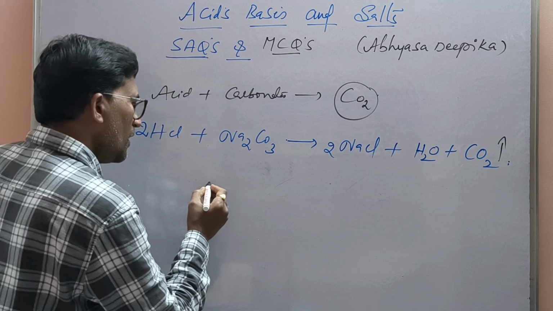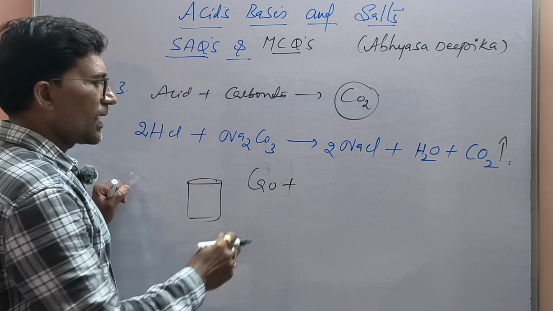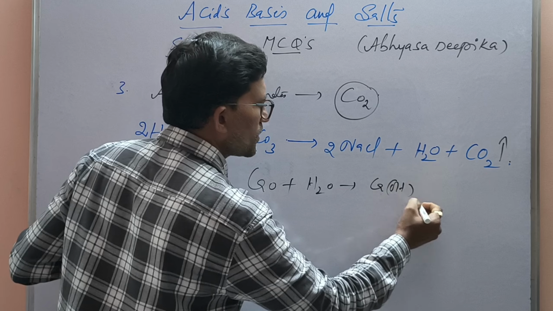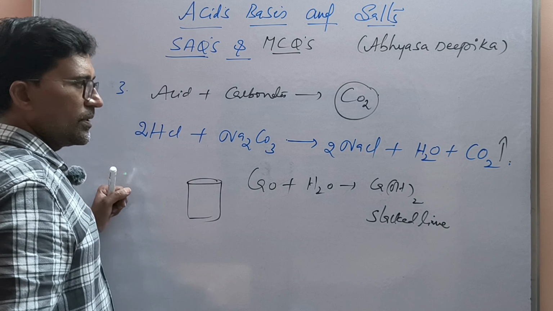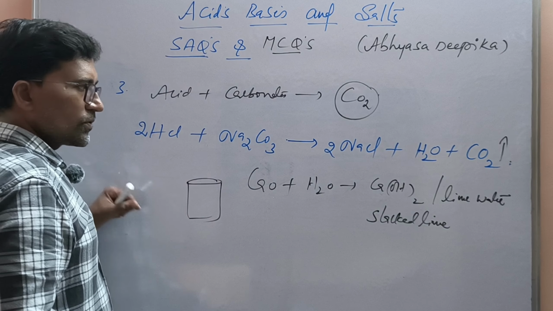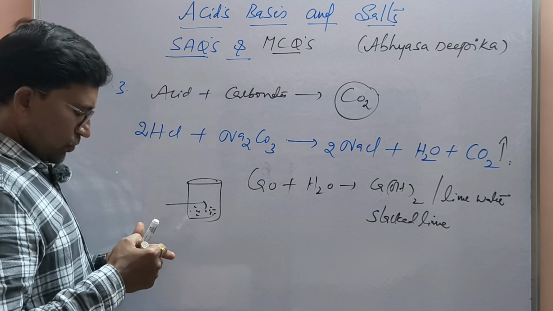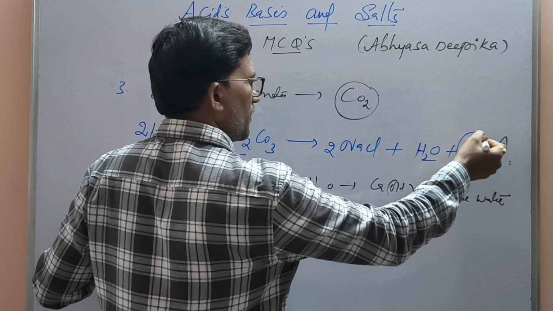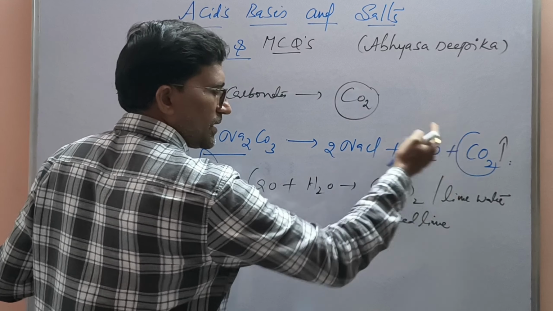One is to take a few ml of lime water. Lime water means calcium oxide, quicklime, mixed with water, gives rise to calcium hydroxide, which is called slaked lime. It is commonly called lime water. I am taking a few ml of lime water in the glass beaker. The gas liberated in the given reaction, carbon dioxide gas, if I pass it into the lime water, the lime water turns milky white. That is the test for carbon dioxide gas evolved.